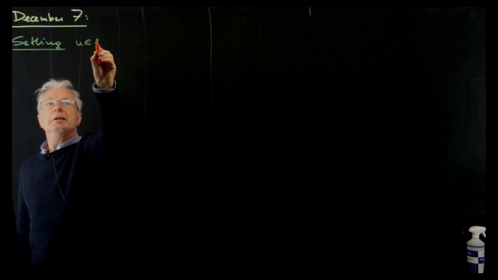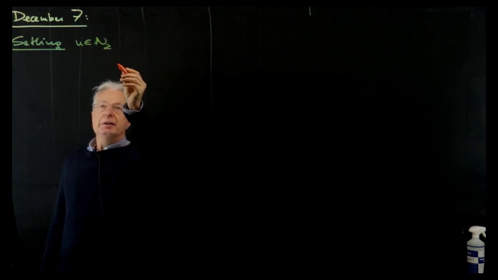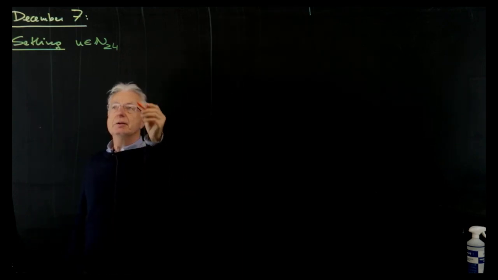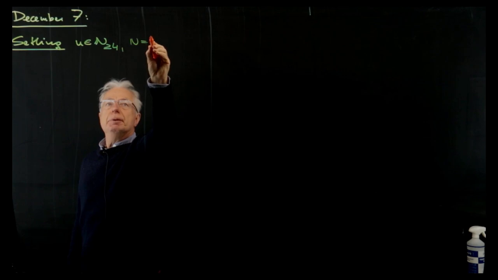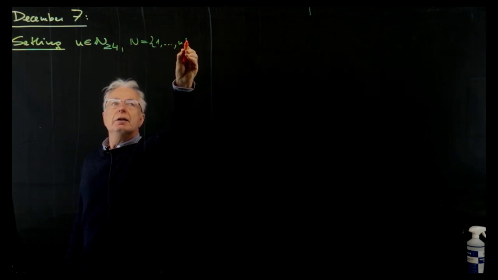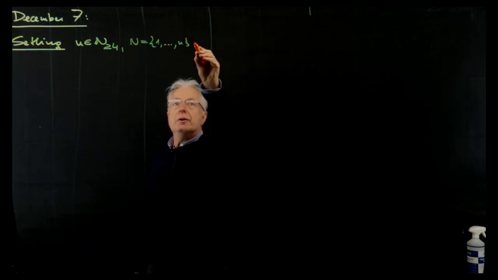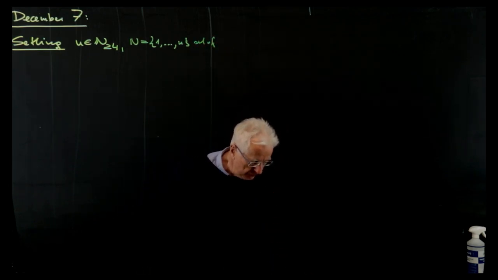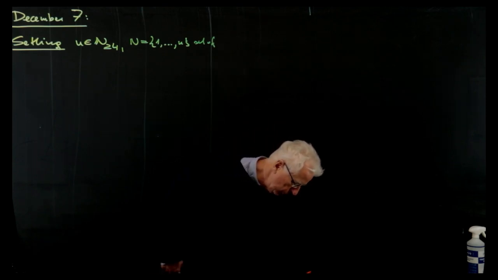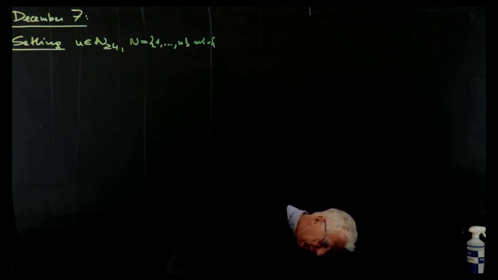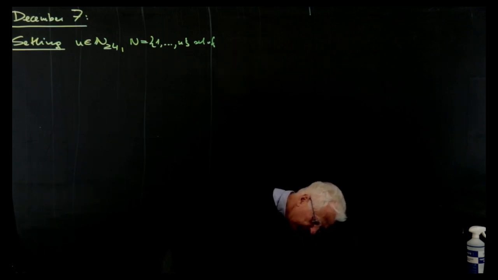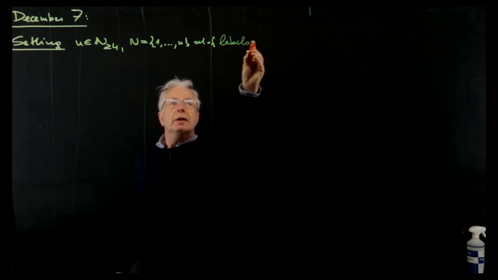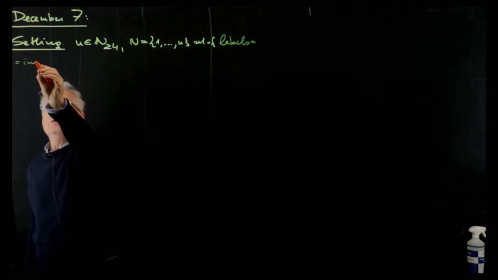So we have n in the natural numbers, and the interesting case is n at least four. Even three could be possible. And we set capital N, which we call the set of labels. And these are all the indices.